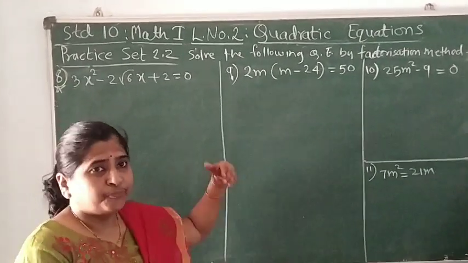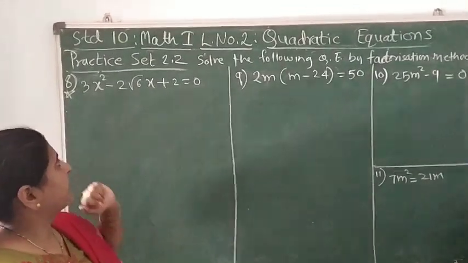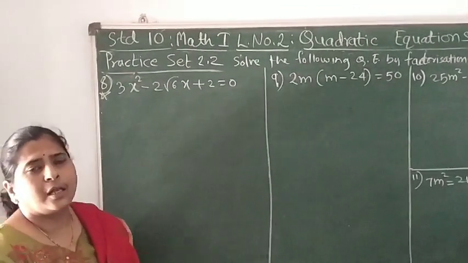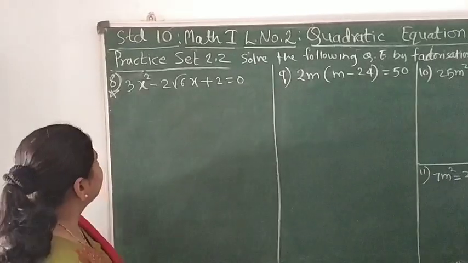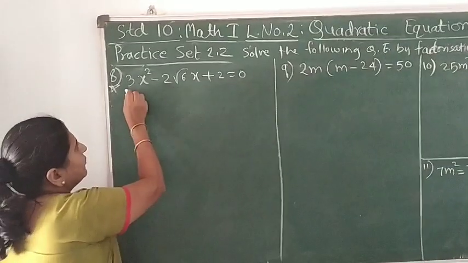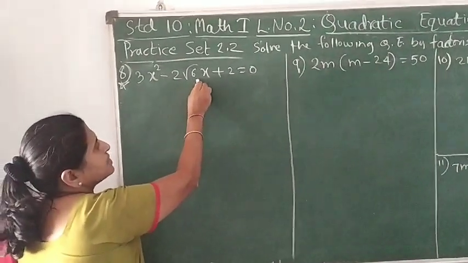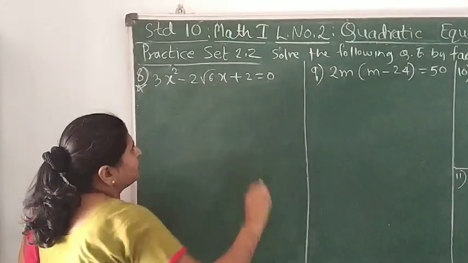Now let's solve the next sums of practice set 2.2, which are a little bit higher order capacity, we can say. This is a star mark sum. 3x square minus 2 root 6x plus 2 is equal to 0.